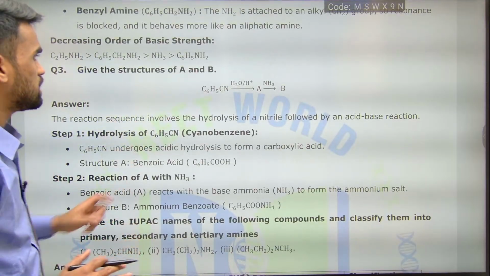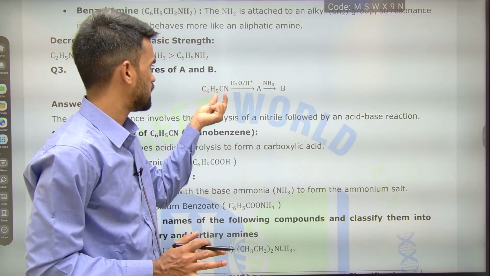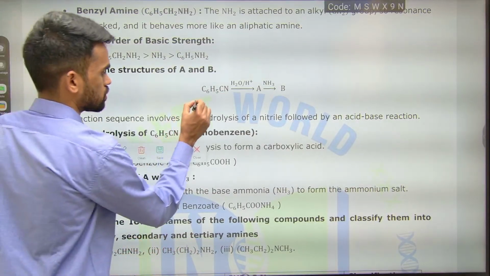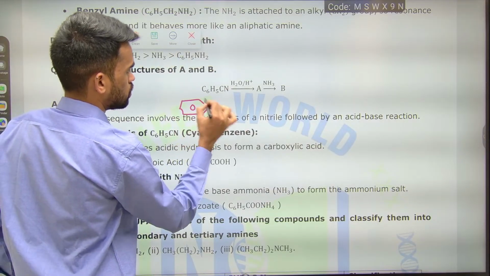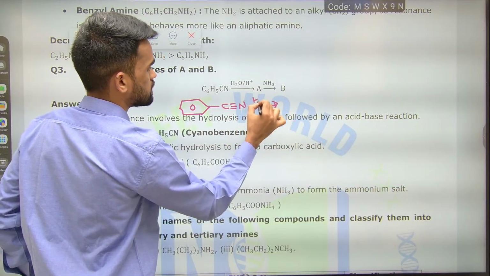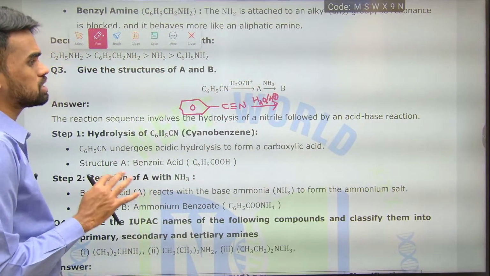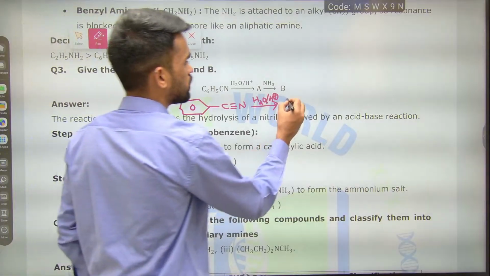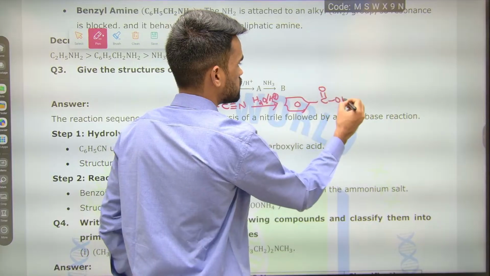Okay, the next one, look at this: give the structure of A and B. See, it's very easy what they are doing. They are hydrolyzing phenyl cyanide, cyanobenzene I can say. When we do acid hydrolysis, upon partial hydrolysis we get amides, but on complete hydrolysis we get a carboxylic acid. You are going to get this kind of product. So this is our A.